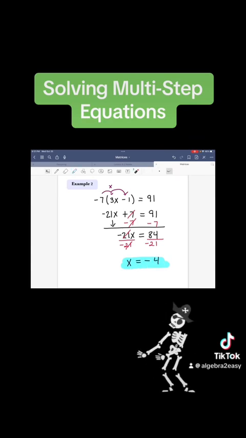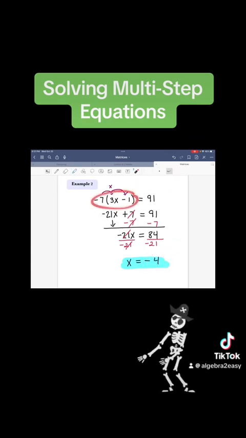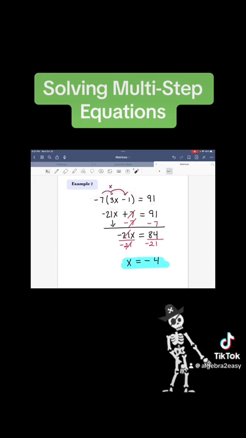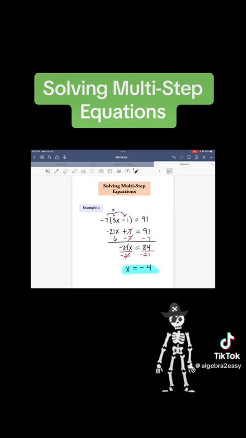And again, don't forget, you can always take your answer, plug it back in for x, and evaluate to see if you get 91. If you don't, then we've made a mistake along the way, and we have to go back and try again.